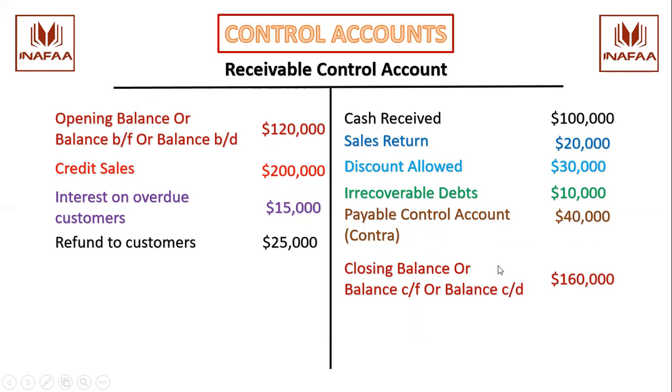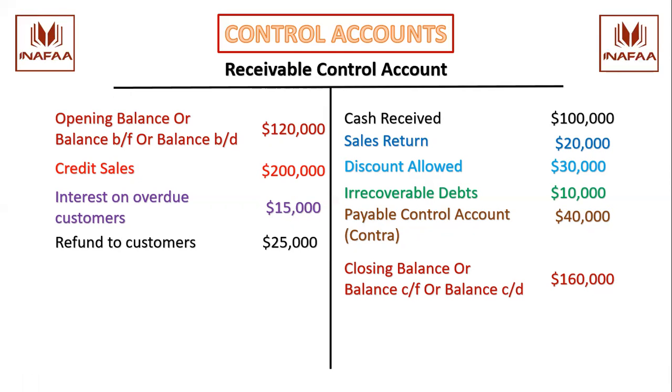So as it is written on the credit side, it is actually a debit balance. As I already told you, the closing balance is always written on the opposite side. If it is written on the credit side, it's a debit balance. So this is how we record the transactions in the receivable control account.